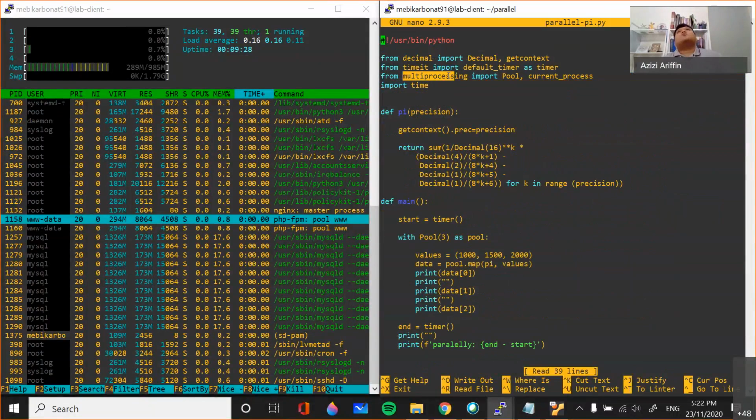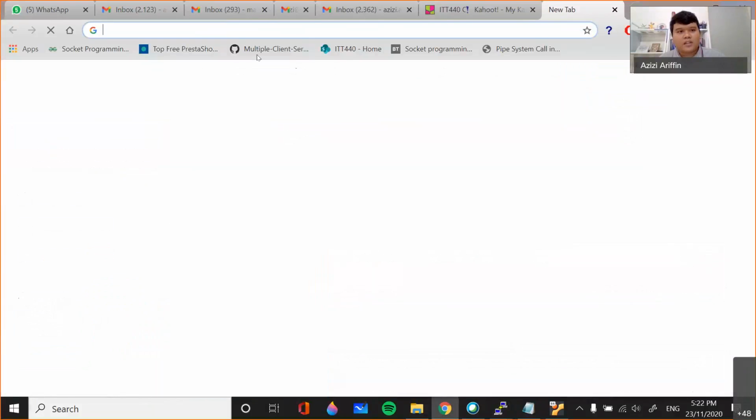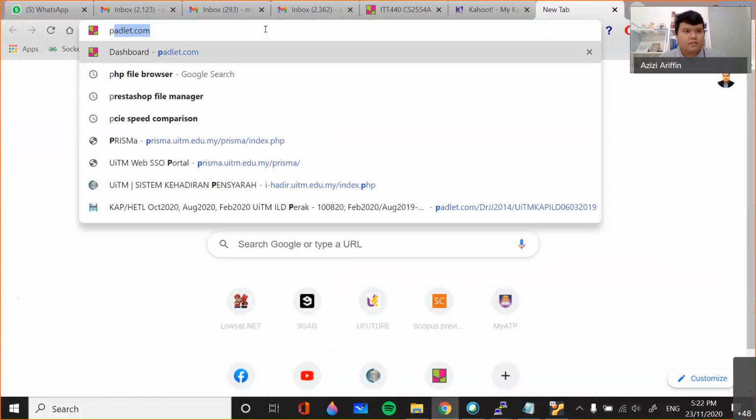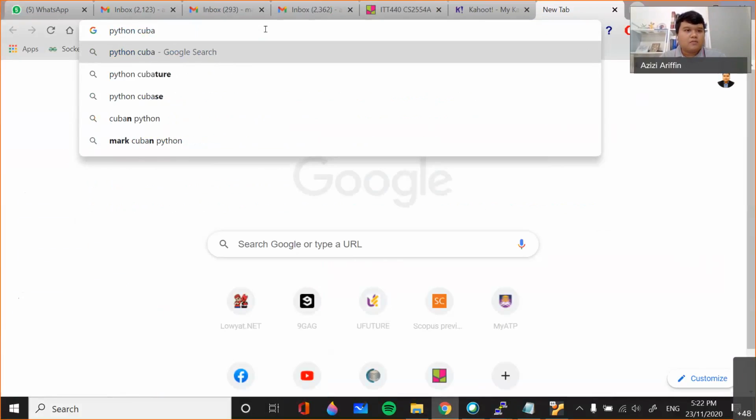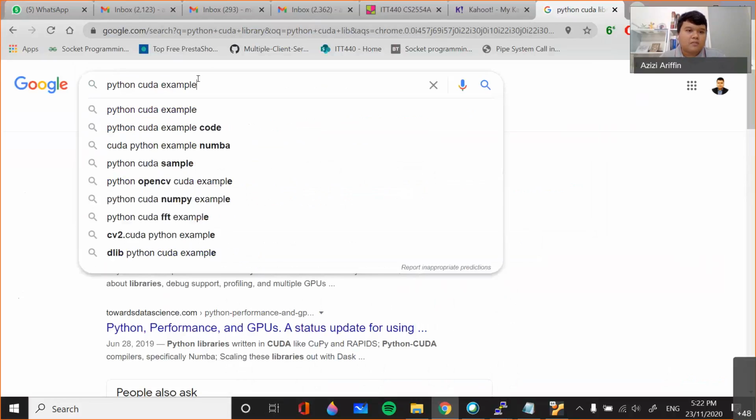Kalau nak gunakan untuk GPU, untuk Python, dia ada library dia macam CUDA. Kalau macam NVIDIA lah, dia ada nama library dia CUDA. Tak silap saya. Dulu kawan saya dia buat research dalam machine learning. Python CUDA library apa? Dia punya example lah. Kita tengok dia punya library.